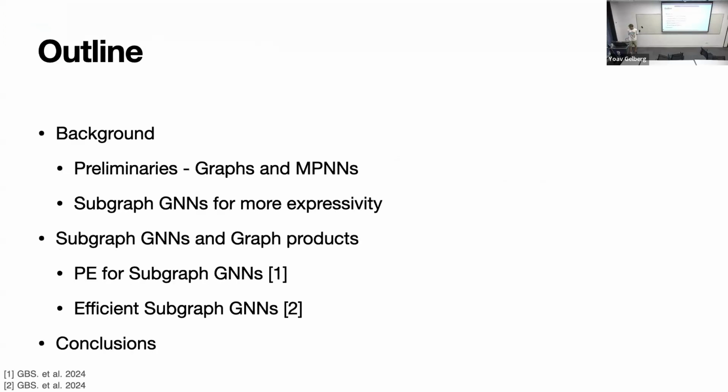The outline for the talk is going to be as follows. I'm going to start with some background. This is going to include what are graphs and how do we typically learn on graphs, and what is the limitation of the most researched way to learn on graphs. This is going to bring us to subgraph GNNs as a solution. And hopefully by then I will convince you that this is a good approach to use subgraph GNN techniques. And then I'm going to draw a connection between subgraph GNNs and graph products. And this is going to allow us to develop positional encodings for subgraph GNNs and more efficient subgraph GNNs.